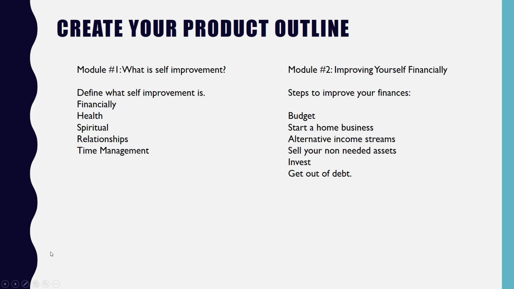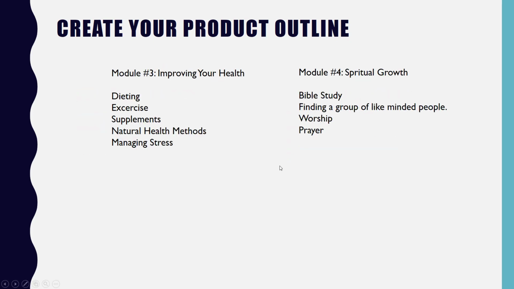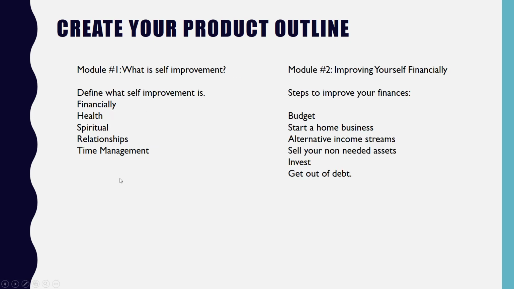Module 4 is spiritual health, so that becomes its own separate video course or its own separate chapter of a book. And you can see here that financial, once I decided that financial is one of the main points that I'm going to hit on, the main subject points, the main chapters, the main video modules, then I went over here to module 2, and this is going to be steps to improve your finances.